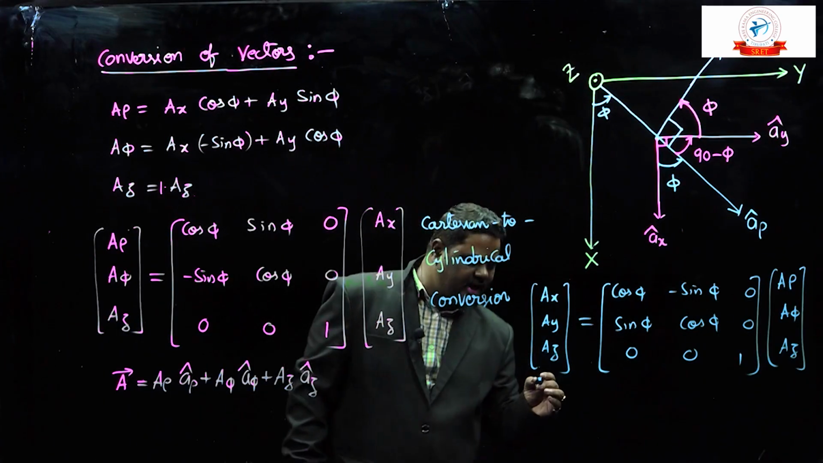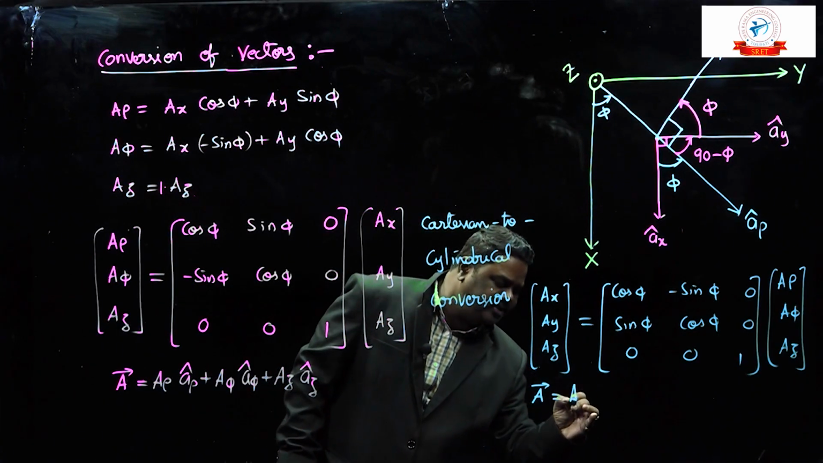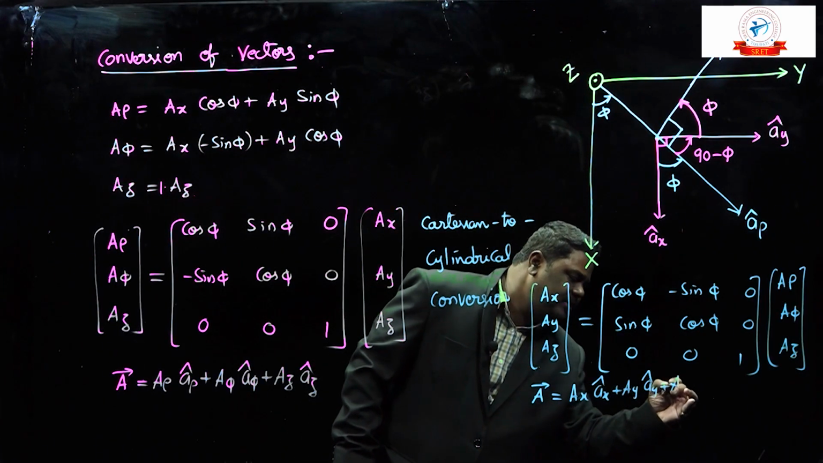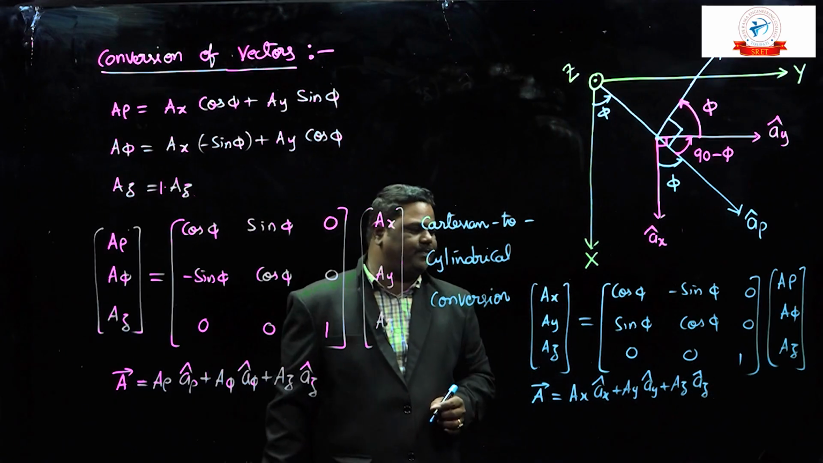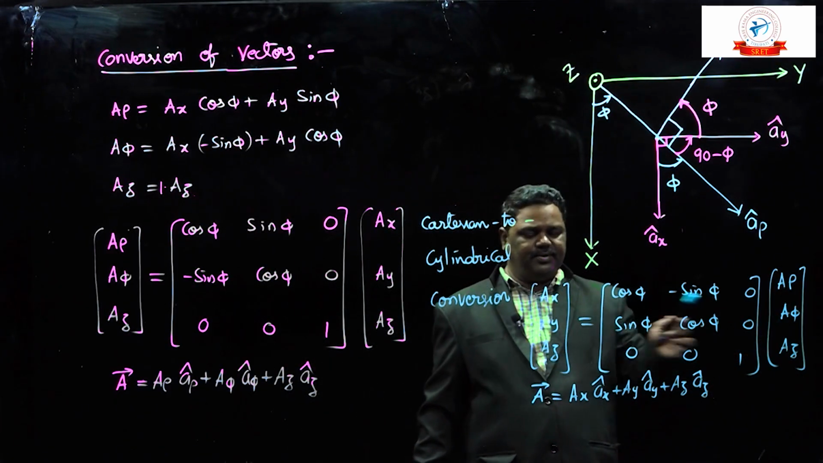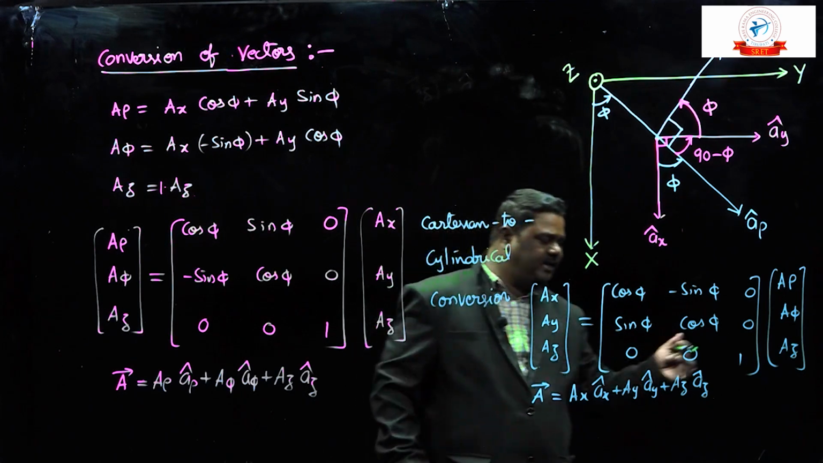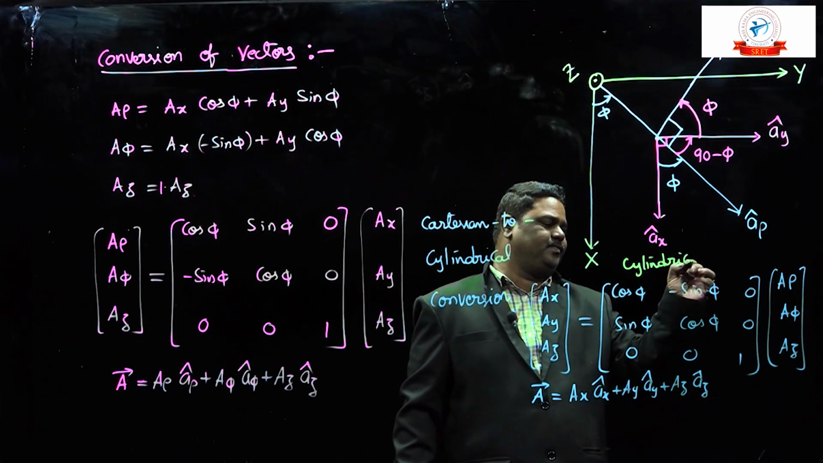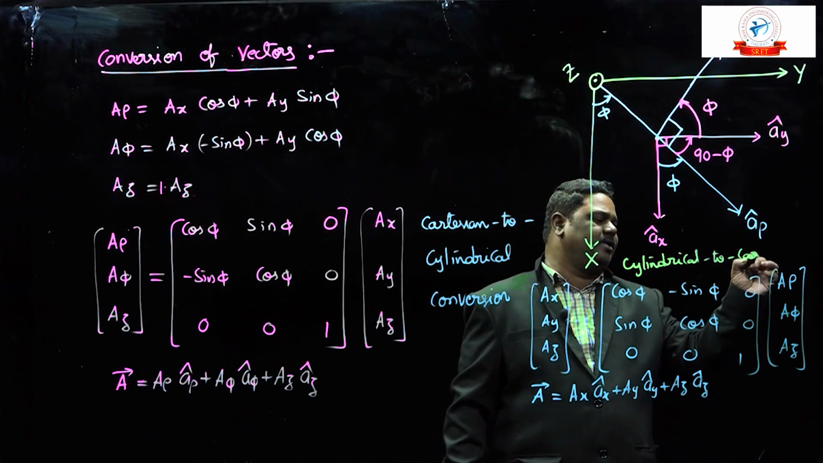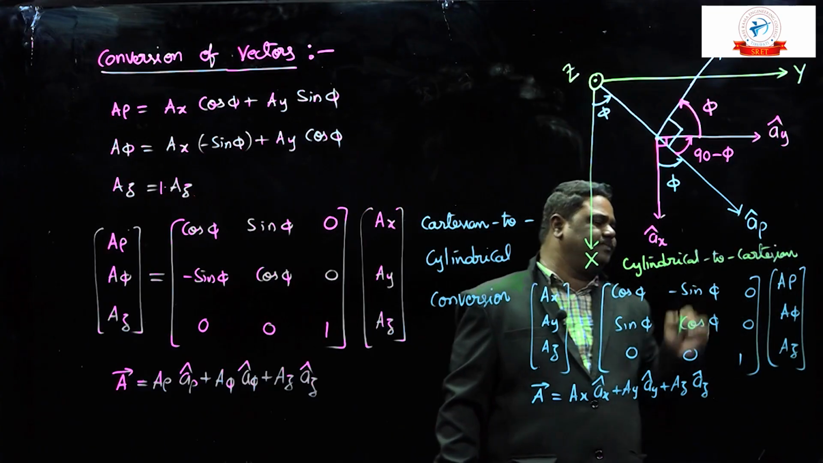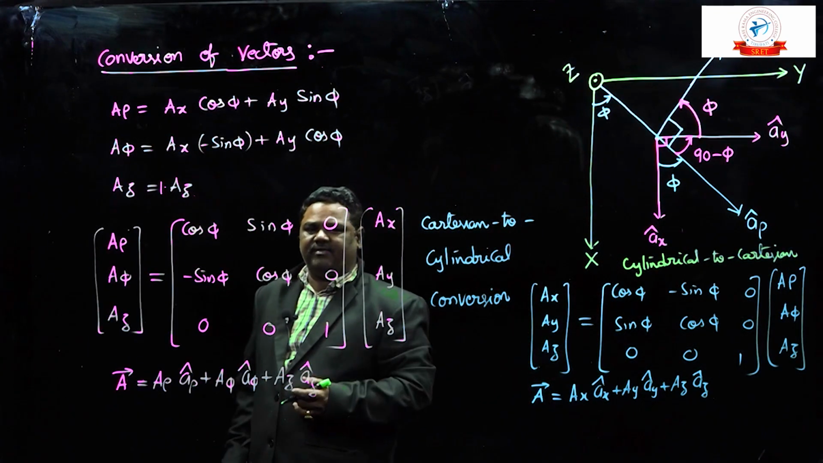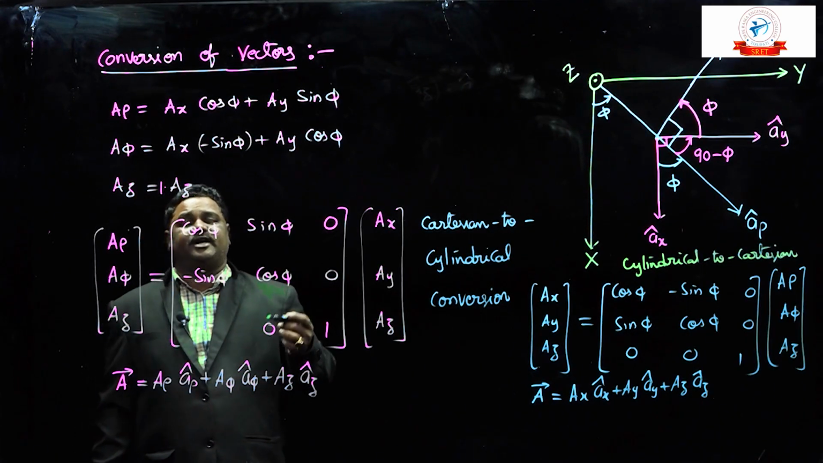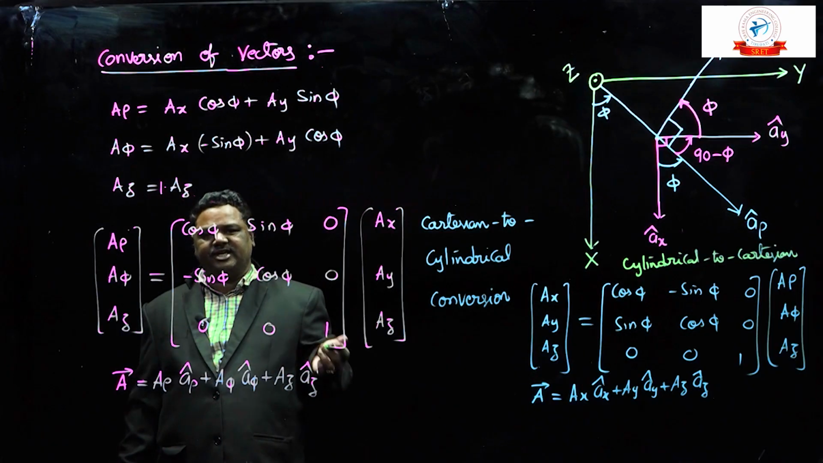Once you obtain the components in Cartesian, you can write down the complete vector in Cartesian as ax into ax cap plus ay into ay cap plus az into az cap. So this is the cylindrical to Cartesian conversion. This is the way we can perform the conversion of vectors from Cartesian to cylindrical and cylindrical to Cartesian.